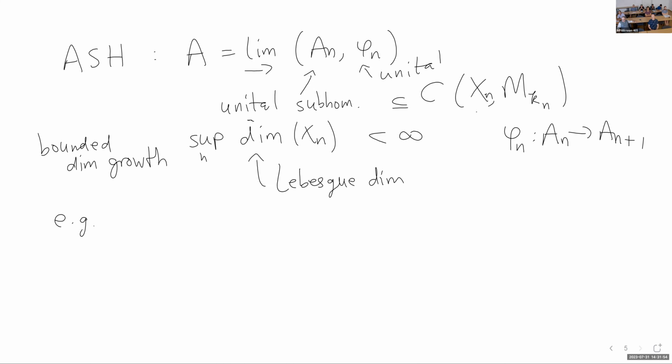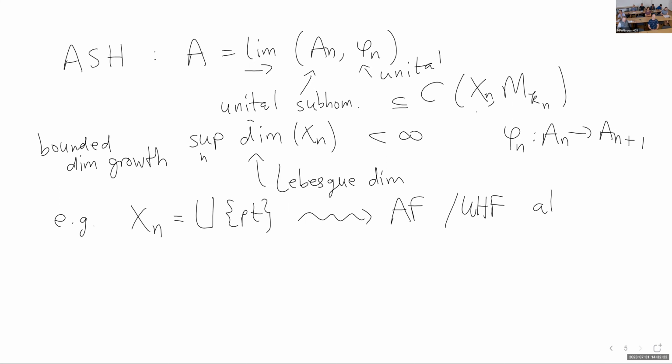Here are some examples of what the Xn could be. I could take the Xn to be a collection of points. Then I'm just talking about continuous functions from points to matrices, so finite dimensional C-star algebras. In this framework, I get AF algebras. So AF algebras, and in particular UHF algebras, are examples of these approximately sub-homogeneous algebras. And I'm claiming that simple ASH algebras of bounded dimension growth fit into this category E.